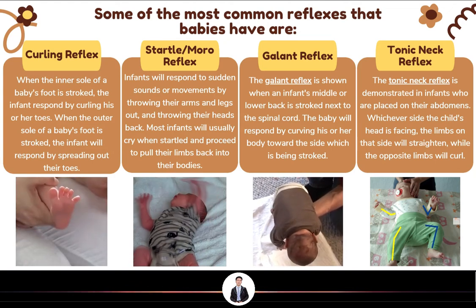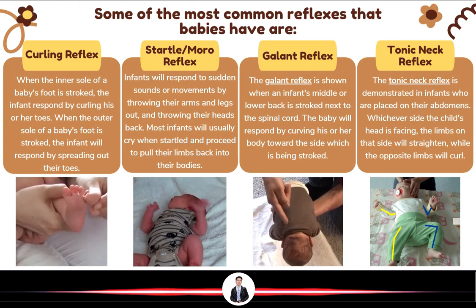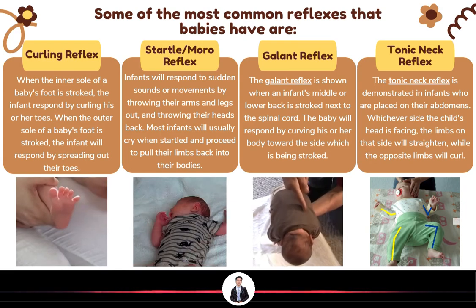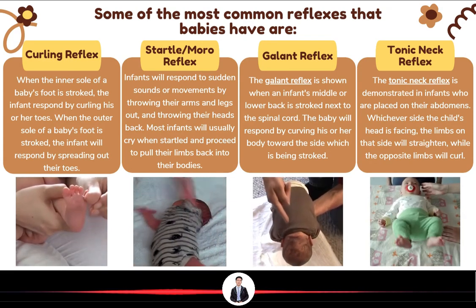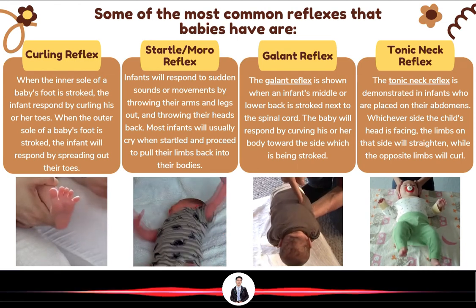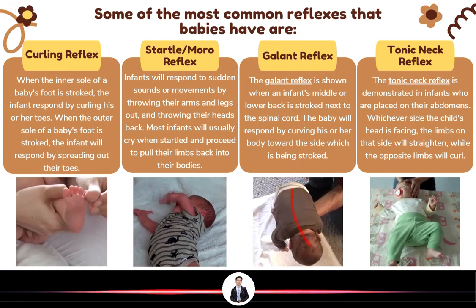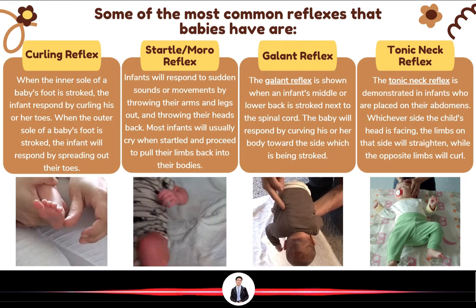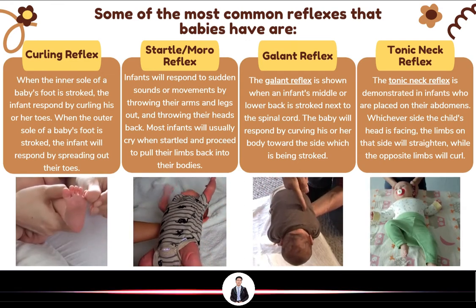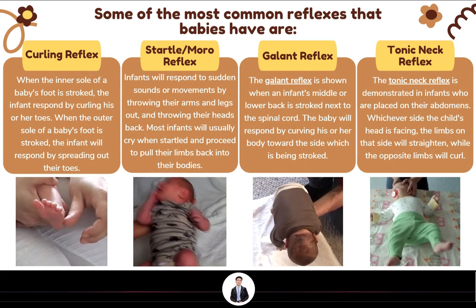So on one side, the arms and the legs are spread out, and on the other side, they are curled up. So wherever the head of the baby is facing, that's the side where the limbs are stretched. See?